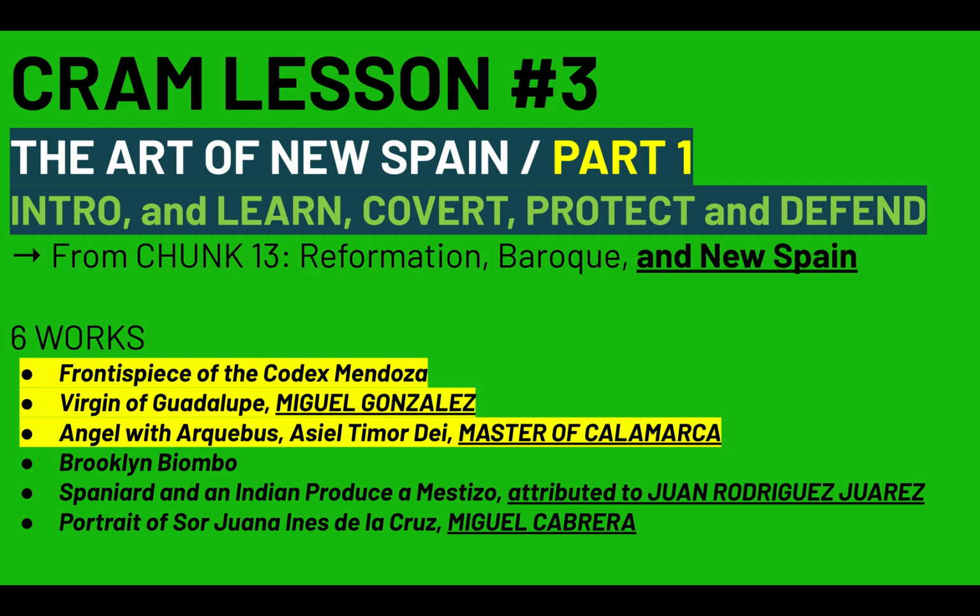The 6 works are listed on this screen here. The frontispiece of the Codex Mendoza, Virgin of Guadalupe, Angel with Arquebus, Brooklyn Biombo, Spaniard and an Indian produce a mestizo, and Portrait of Sor Juana Inés de la Cruz. The ones highlighted in yellow here are going to be featured in part 1. The ones that aren't will be in part 2.